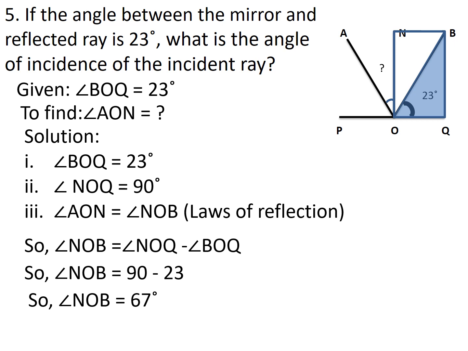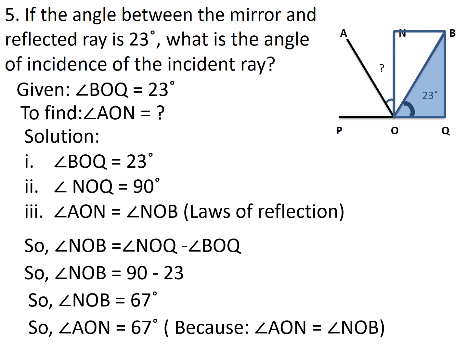Were we supposed to find NOB? We were supposed to find AON. How are we going to get this? NOB is the angle of reflection, so AON will be exactly equal to the angle of reflection. So angle AON is also 67. Why? Because AON is equal to NOB, that is, angle of incidence is equal to angle of reflection. Okay, I hope now you are getting this.